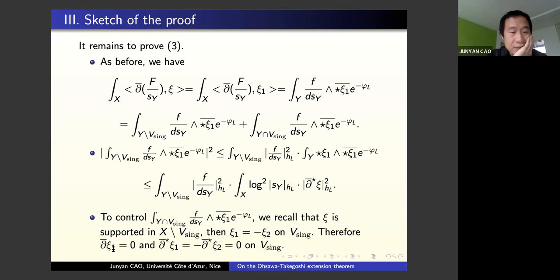Now by Hodge decomposition, we know that xi1 is d-bar closed. And by this assumption, we know that d-bar stack C1 is equal to minus d-bar C, which is equal to minus d-bar stack C2. And C2 is d-bar stack closed by Hodge decomposition. So therefore, we know that C1 is in fact d-bar stack closed over V. That means that C1 is in fact harmonic. So here C1 is in fact a harmonic function over V.